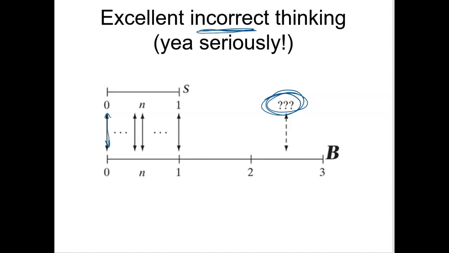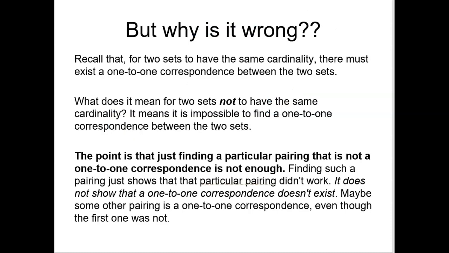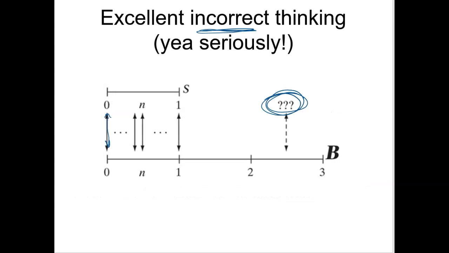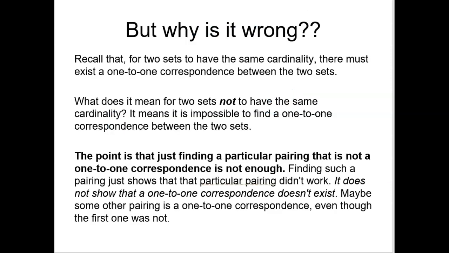And so let's think of this another way. Why is this wrong? Recall that for two sets to have the same cardinality, there must exist a one-to-one correspondence. We have never asked, what does it mean for two sets not to have the same cardinality? It means it is impossible to find a one-to-one correspondence. We didn't show that it was impossible. We just said that this one pairing doesn't work. So the point is that just finding a particular pairing that is not a one-to-one correspondence is not enough.